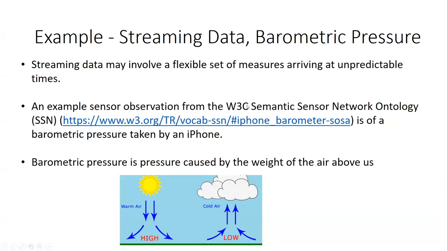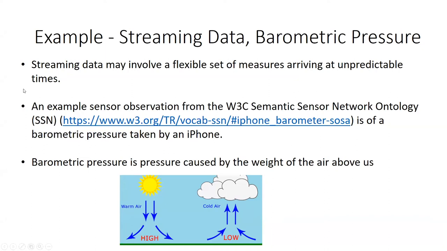And then we have an example of streaming data, barometric pressure. Maybe you don't know what that is, but almost every day, for us that are not meteorologists, we hear about that on the weather forecast. So when there is sun and warm air, then it's a high, and colder, then it's low.